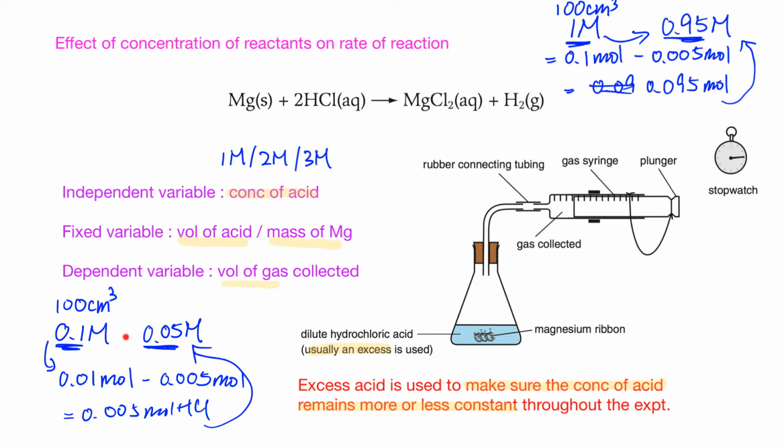But if you have 0.1 M decrease to 0.05 M, which is reduced by half, then we can't say that it's more or less constant. So normally we will use excess acid, and we also prefer to have the acid at a higher concentration. This is the point that I would like you to remember: why the acid we use is in excess and also at high concentration.